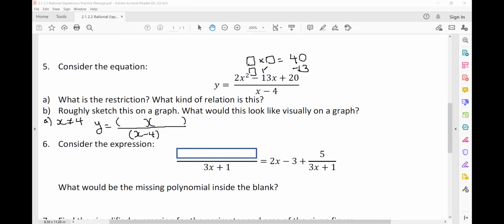Luckily, there aren't too many possibilities. Give me one, and we'll try it. I honestly can't think of one right now. Okay, I'm going to walk you through. One times what? 1 times 40. Yeah, but that doesn't add to negative 13, so cross that.